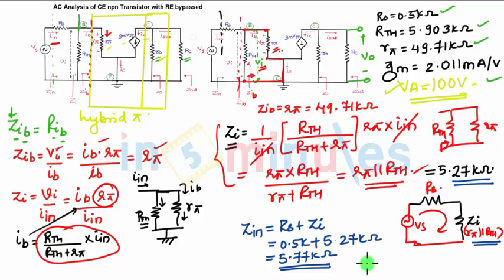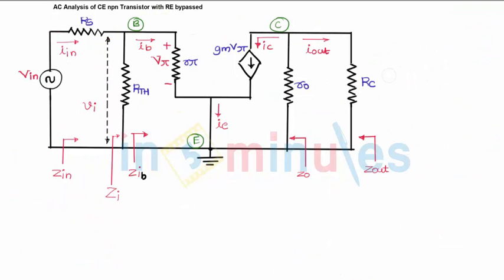Now we need to find out the output resistance ZO. One more point is why it is shown as a diamond shape. You can say the current source, you have got it as gm into V pi. This current source is depending on the voltage at the input, so it is nothing but a dependent current source, and for a dependent current source we show a diamond shape, right?